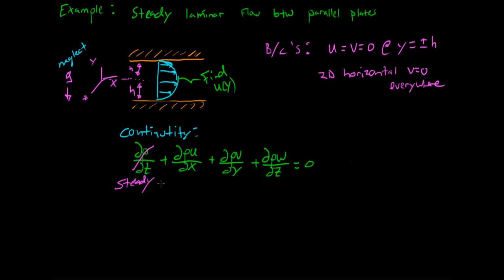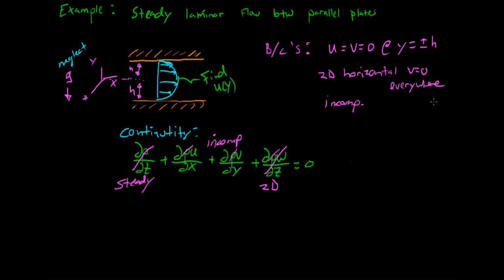Second, this is an incompressible flow as well, which lets us get rid of the densities. Lastly, it's 2D. And one more thing: we've said that v is 0 everywhere.